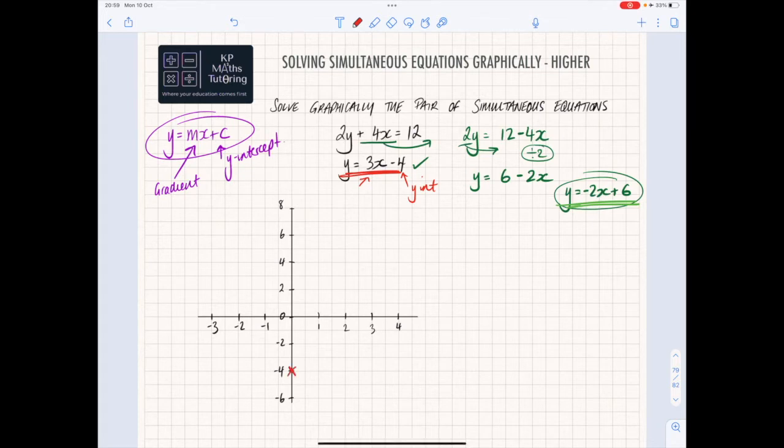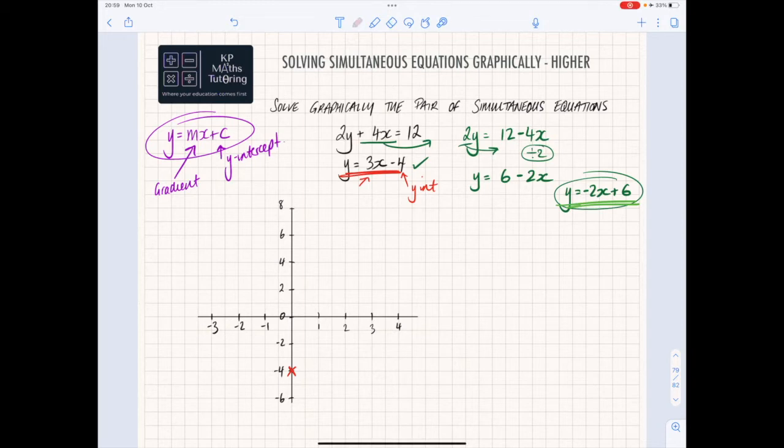Now your gradient is 3. So from that point, you always go across 1, and what I mean by 1 is one value on your axis. If I went across 1 square, technically that's not 1, that's a half. So look at your axis all the time. You can see here that on my y-axis, 1 square is 1, but on my x-axis, 2 squares represents 1. So just be careful of the scale.